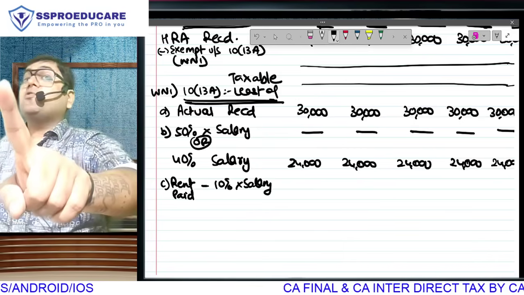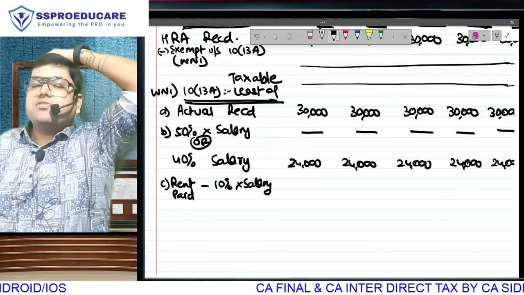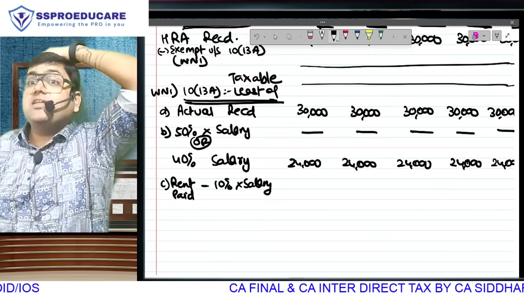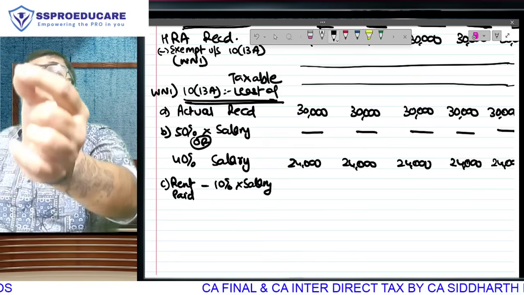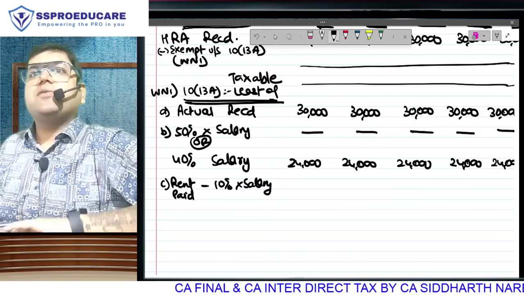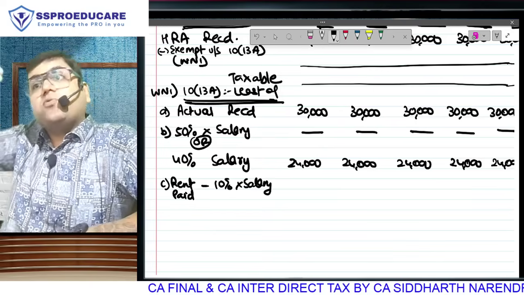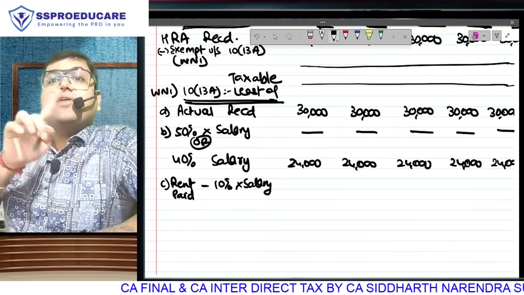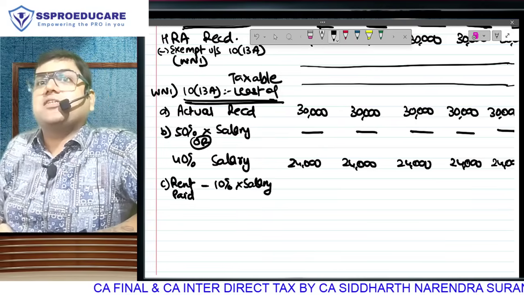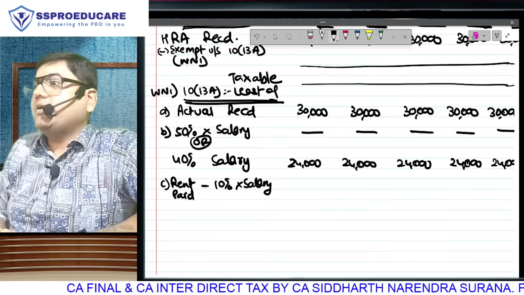26. Now here you can go wrong if you make the mistake of thinking, sir, 60 is bigger, so 60 minus 26. No, we don't have to take 60. We have to take 10% of 60. 10% of 60 is 6. And from 26 we have to subtract that. Means rent paid 26 minus 10% of salary 60, that is 6,000. 26 minus 6.